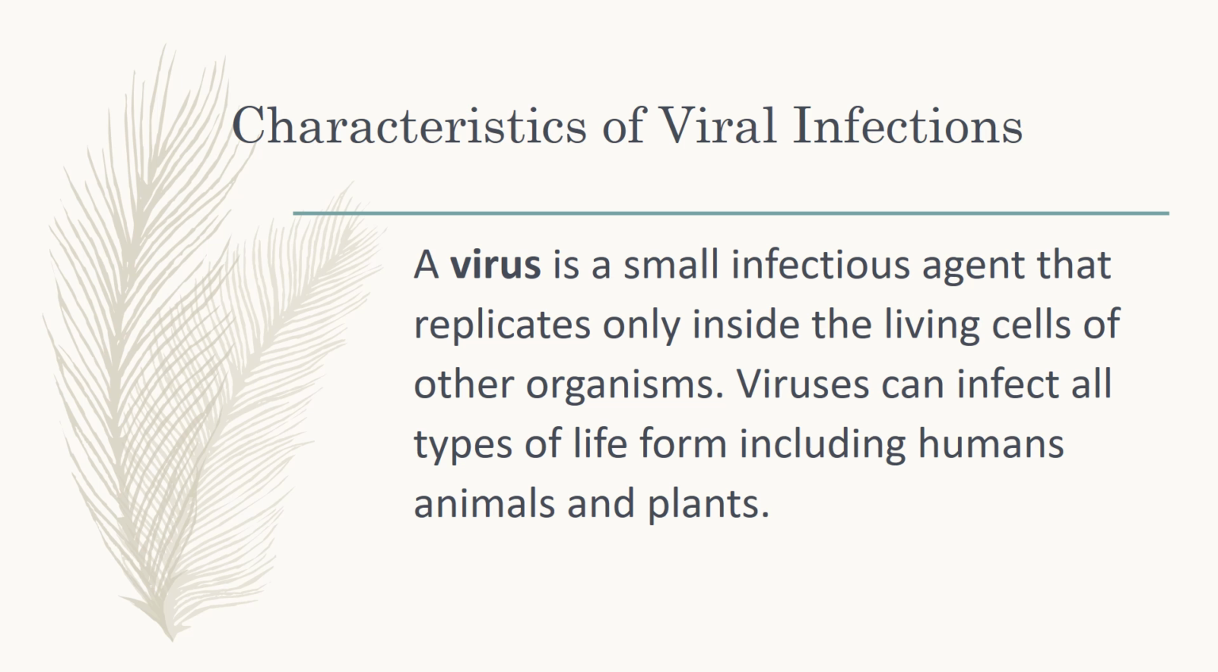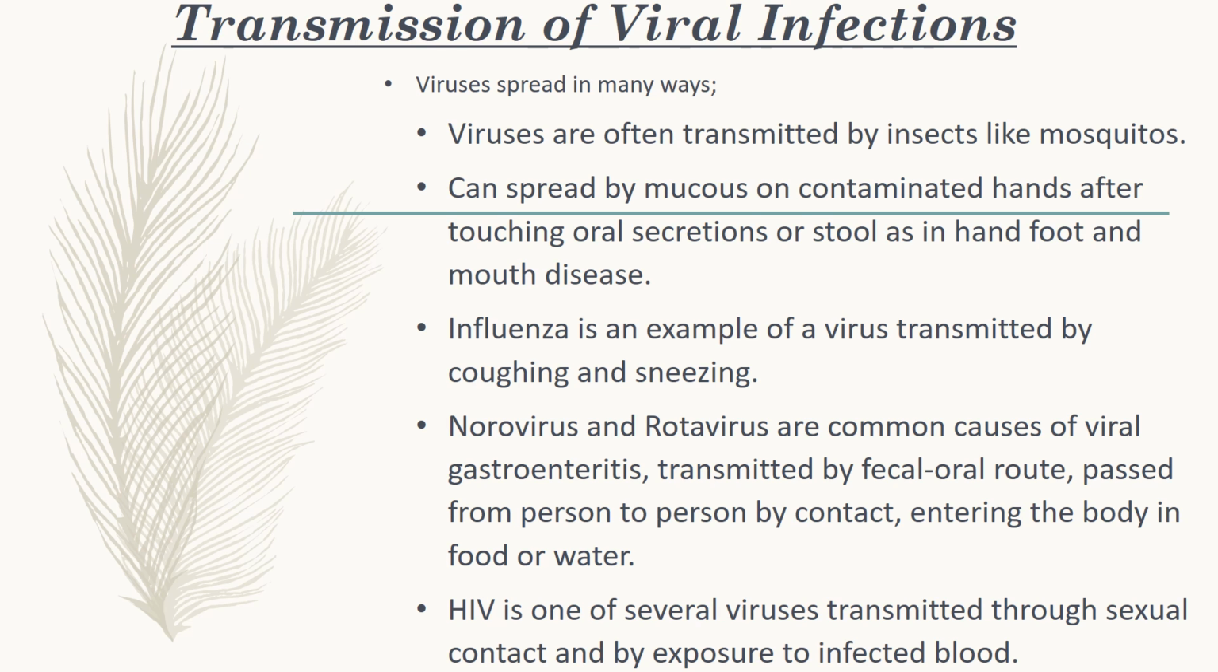So, a virus is a small infection that replicates only inside living cells or other organisms, and it can infect any type of life form, including humans, animals, and plants. And it can spread in many ways. Oftentimes done by insects like mosquitoes. It can also spread through the mucous membrane on contaminated hands.